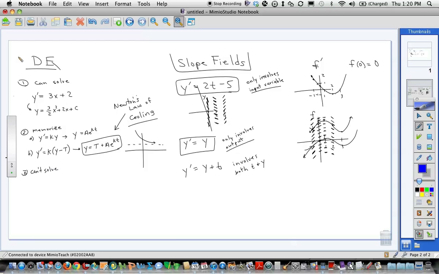Our slope field was a parabola, because the slope field is the original function, right? Always keep in mind that when we get a differential equation like this and we draw these slope segments, these are the slopes of f. So this graph we're looking at is the shape of f, or of y.